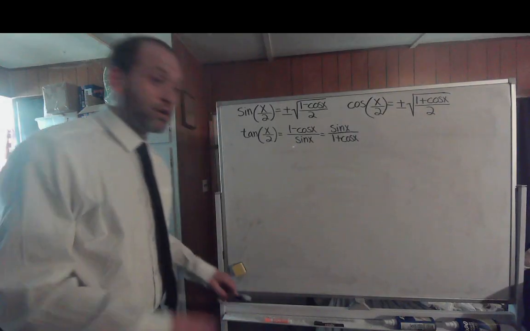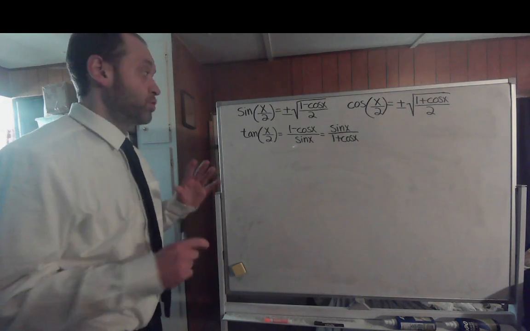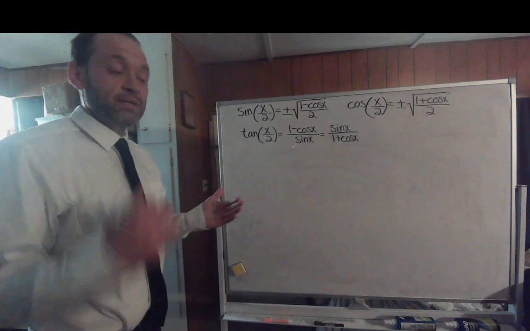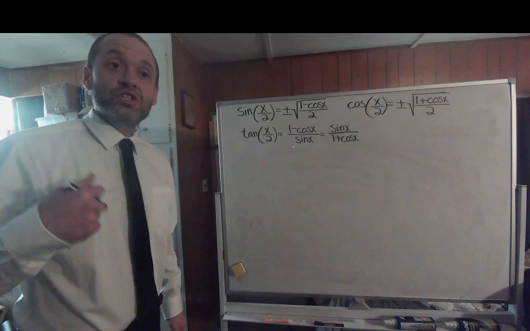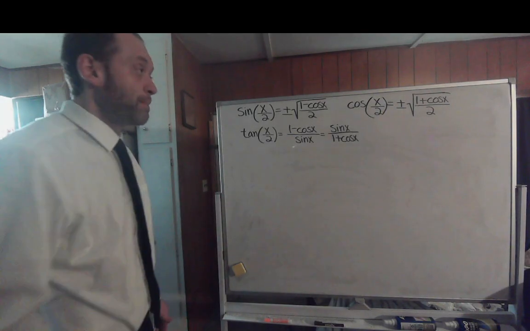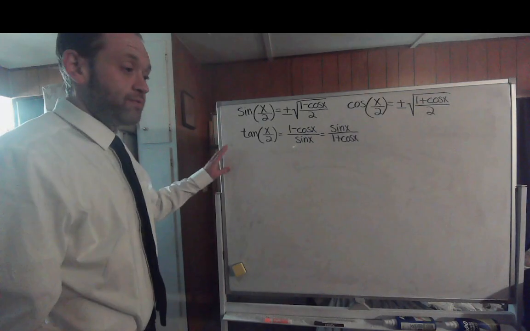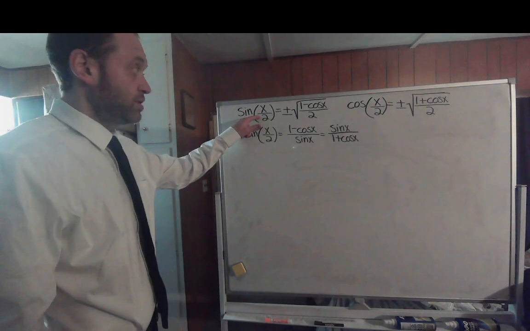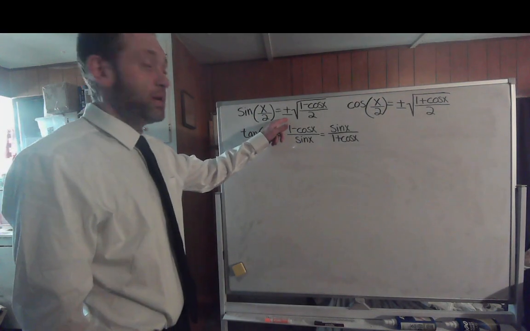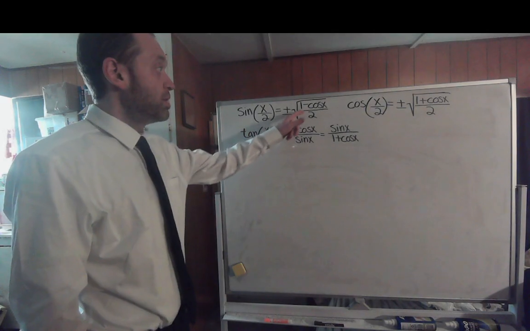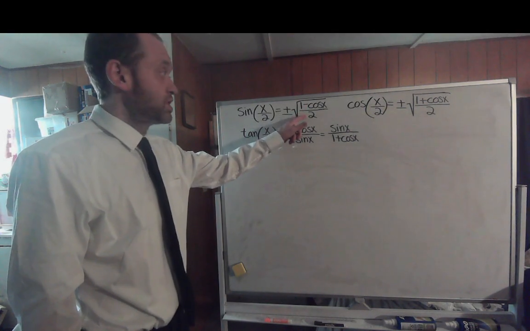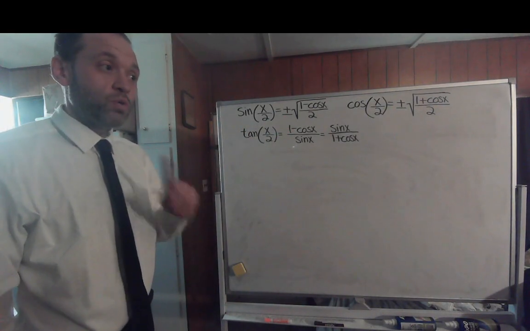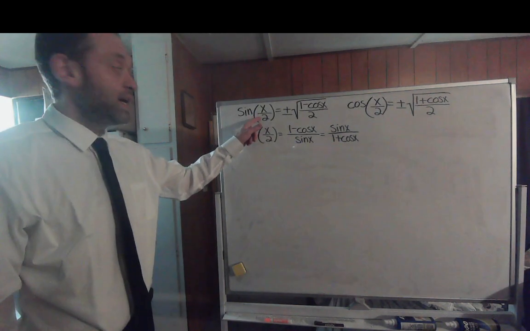So today we are going to talk about half angle formulas for trig functions. Yesterday we did double angle formulas, now we're going to do half angle formulas. You have three formulas here. The sine of x over 2 equals plus or minus the square root of (1 minus cosine of x) over 2. The plus or minus depends on which quadrant x over 2 lies in.